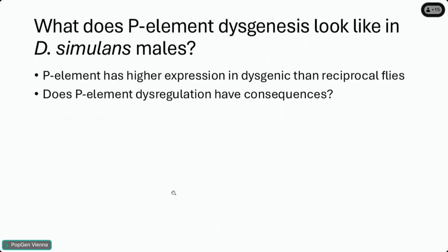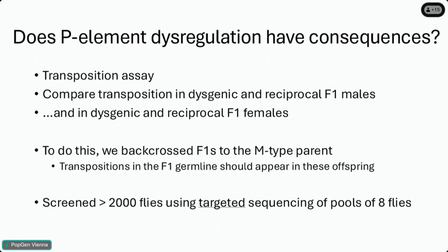And the next thing we asked was, were there any consequences of this dysregulation? So the first thing we did is this transposition assay. How we did this is we compared transposition in dysgenic and reciprocal males. And because for technical reasons it was easy to do even more, we did it in dysgenic and reciprocal females as well.